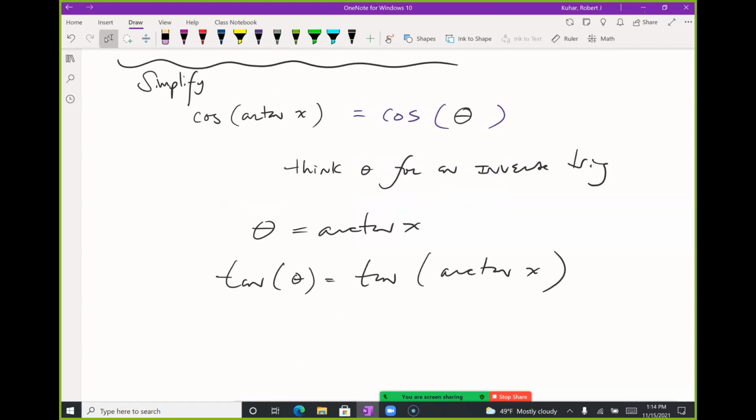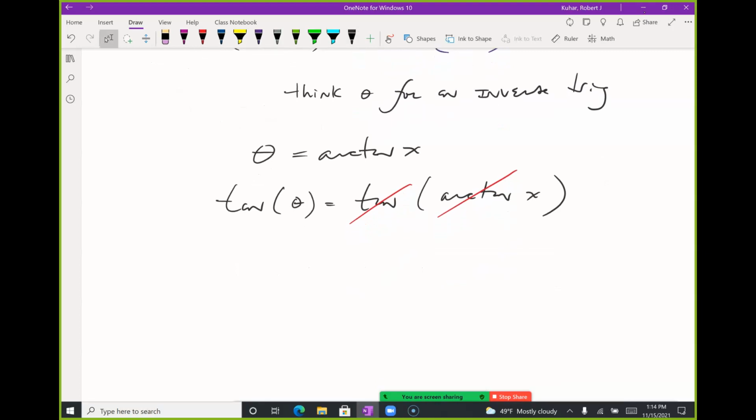What happens on the right side? Anything cancel on the right side? Yes, the tan and the arctan, they're inverse. They cancel each other. So notice what I have now. Tan of theta is x.